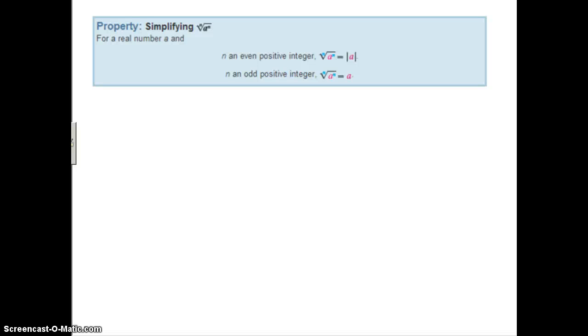In this video, we are going to look at the two possible scenarios for simplifying the nth root of a to the nth power. Since there are two possible scenarios, one when n is an even integer and one when n is an odd integer, we are going to split this in two and look at both scenarios.